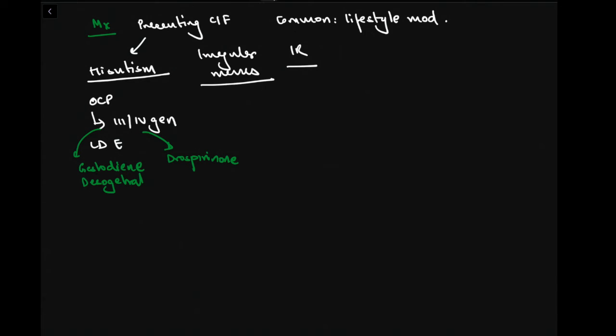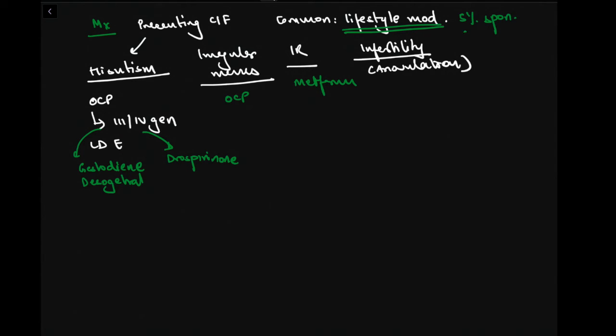For irregular menses, we again prescribe OCP, and for insulin resistance, we give metformin. Now, if a female comes with complaints of infertility, or basically, we'll talk about the treatment of anovulation. So, 5% of females have benefit from lifestyle modification, but those who do not, we prescribe letrozole, which is the drug of choice, more than clomiphene citrate. It is an aromatase inhibitor.